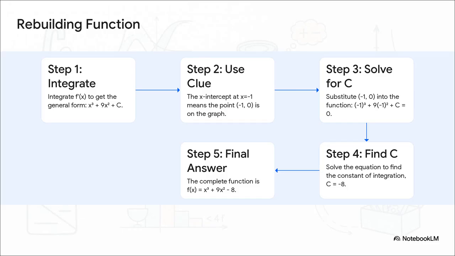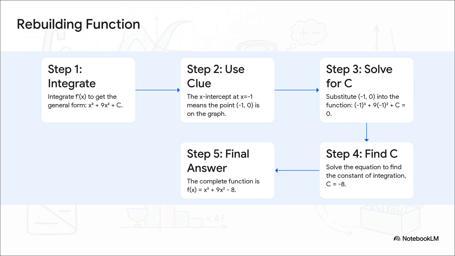So, how do we pull this off? Well, first we integrate. We hit that rewind button. Using the basic rules of calculus, we get x cubed plus 9x squared plus c. Now hold on, what's that plus c? It's called the constant of integration. See, when you find a derivative, any simple number just disappears because its rate of change is 0. So when we go backwards, we have this unknown number, c.